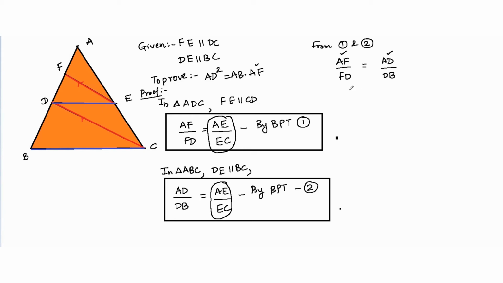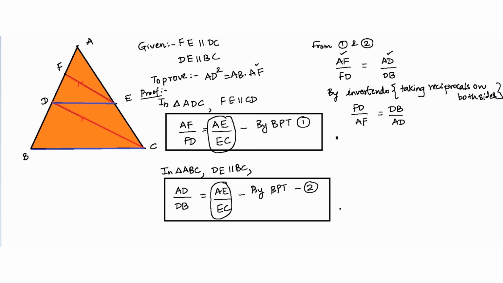So if I don't want these terms, then let me apply invertendo. So by applying invertendo, what I get is FD upon AF. Now instead of saying by invertendo, you can also say taking reciprocals. That is also fine, right? Taking reciprocals on both sides. So then I have FD upon AF is equal to DB upon AD.